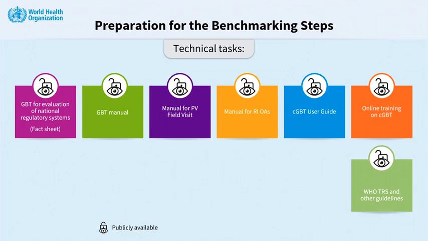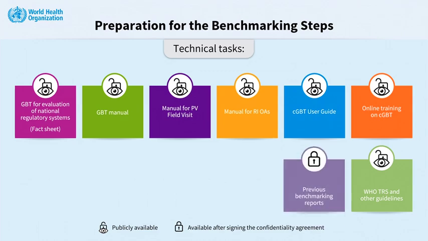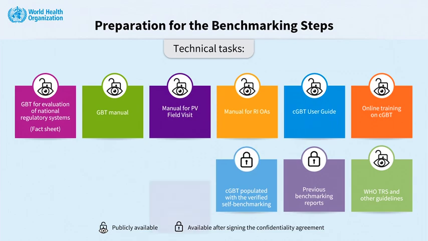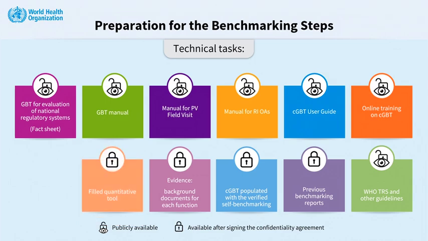Certain resources have restricted access. They will be available to you after the confidentiality agreement has been signed. They are marked with a lock symbol and include previous benchmarking reports, the self-benchmarking reports populated by the national regulatory authorities which have been verified by WHO, background documents and evidence provided by the NRA for each function, the field quantitative tool, inputs from observed audits and field visits.